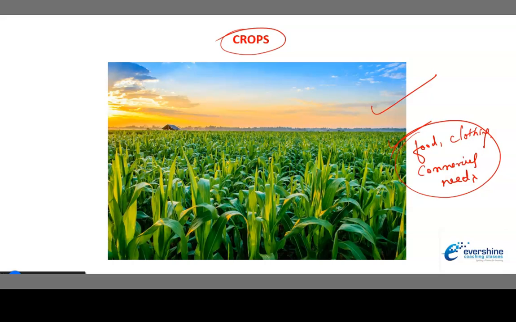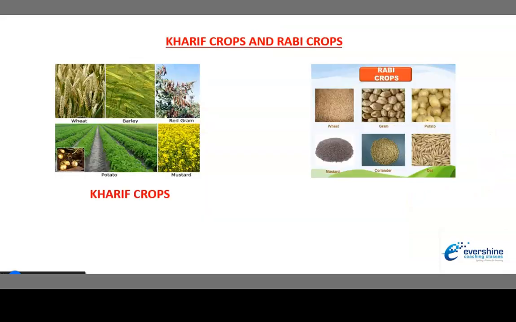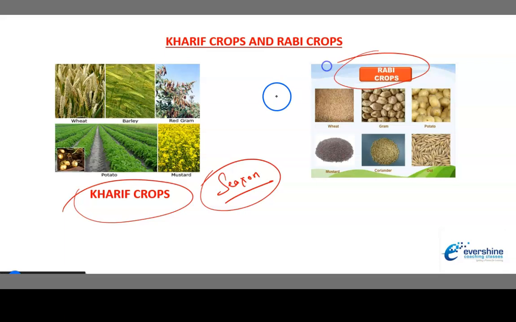Okay. Now children, we have several crops, right? We have several crops like rice, wheat, cotton, vegetables, potato. So many different crops we have, right? These crops we do not grow at the same time every time. Any crop you cannot grow anytime. There is a particular season, and based on the season we grow the crops. In our India, based on the particular season we grow the crops. So based on this we classify the crops into two types, that is kharif crops and rabi crops.